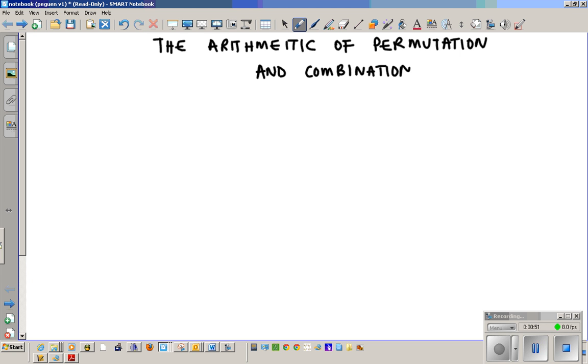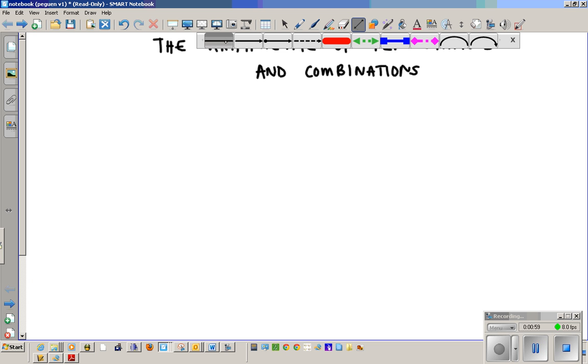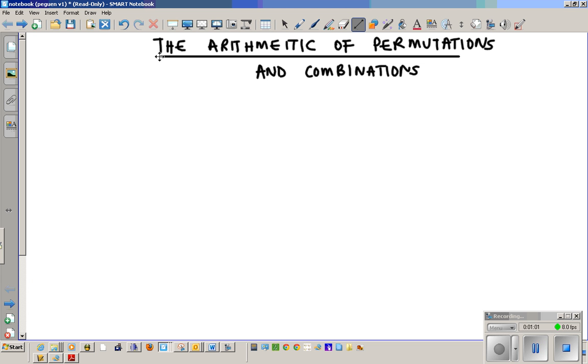Okay. All right. So we're going to start. Well, let's make it plural: permutations and combinations. I'm going to start by taking a look at the formulaic definition of these two ways of selecting objects from a set. So let's first of all look at the formulaic definition of permutation.